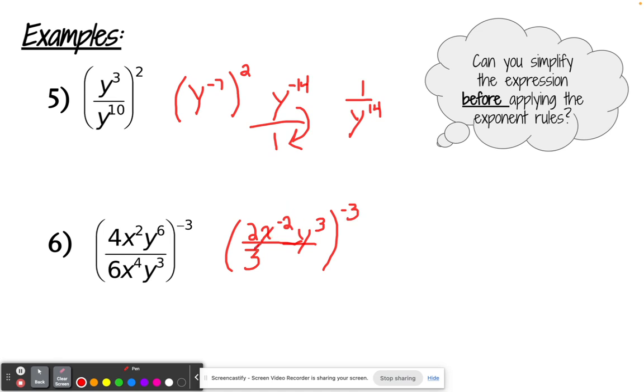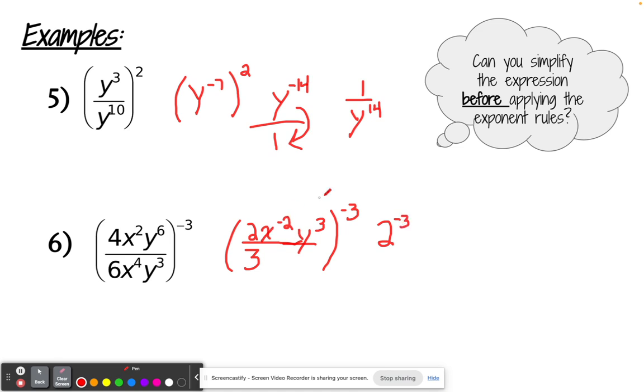Now, like I said, I could have moved this downstairs first, but I'm raising a power to a power by a negative exponent, so it would just involve me moving things twice. So I'm not going to do that. First, I have 2 to the negative 3 power, because I have to raise everything in the parentheses to the negative 3 power.